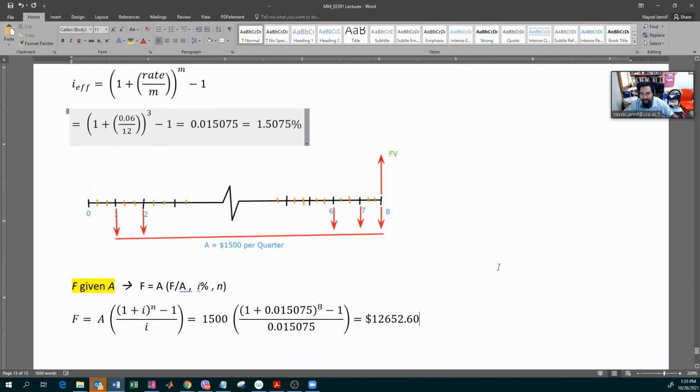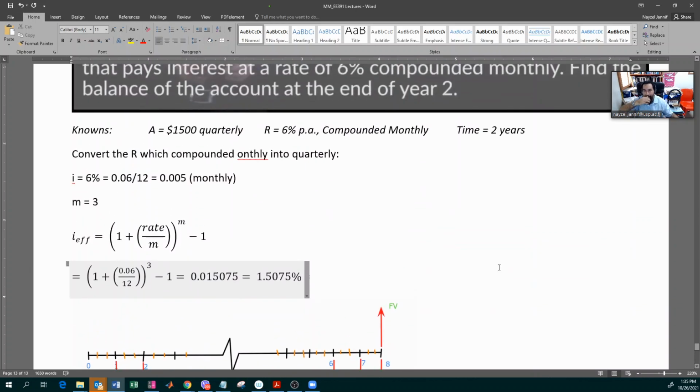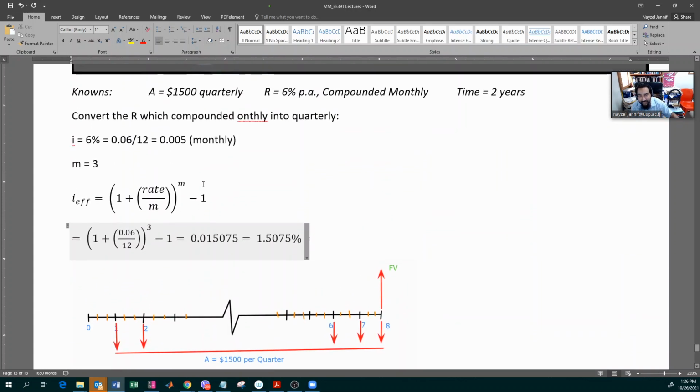Guys, any questions? The main confusion here is this: your M is equal to 3. Why 3? Because there are 3 months in every quarter. And over here, what we had to do is drop your particular rate, which was on an annual basis, down to monthly, and then convert it into a quarterly basis. That's the key confusion.